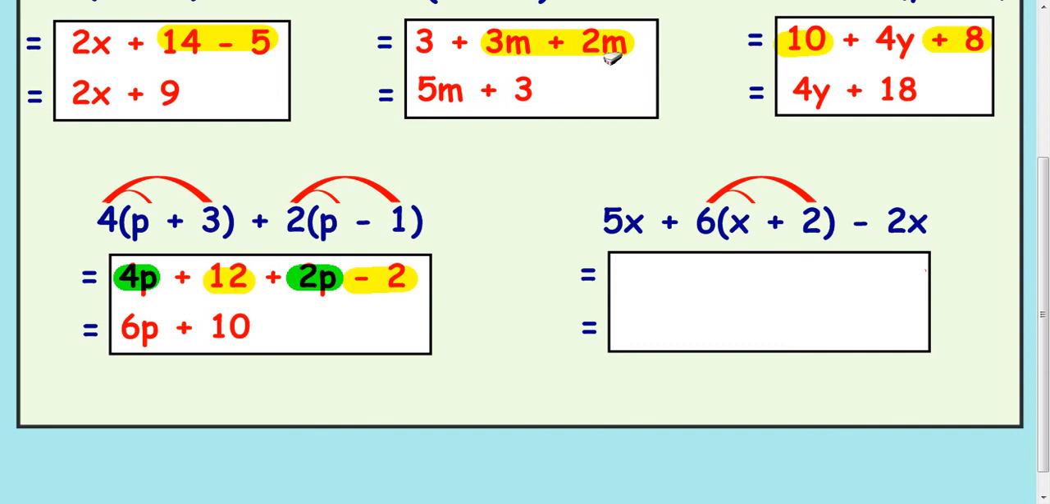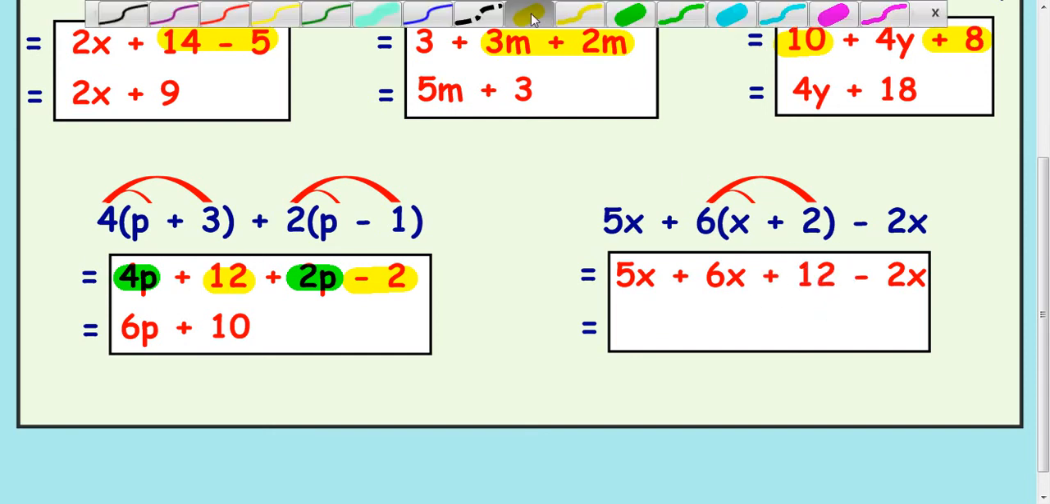Okay, last one. So what we want to do here is multiply the brackets out in the middle but leave everything else alone. Sort of like your BODMAS if you like. So we leave 5x there and you leave your minus 2x there. Just multiply the bracket in the middle. So 6 times x is 6x, 6 times 2 is 12.